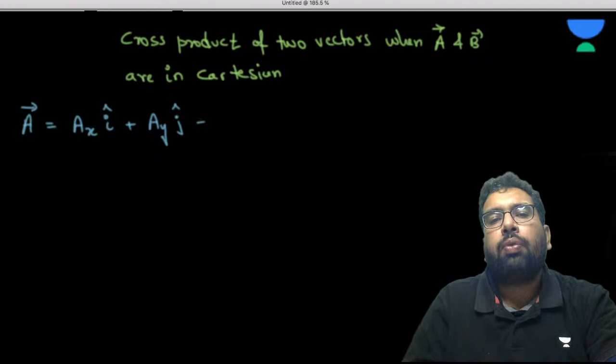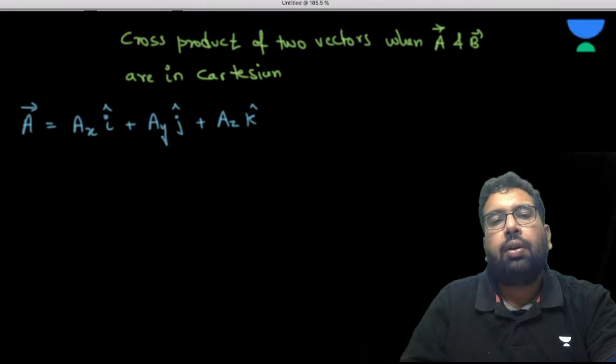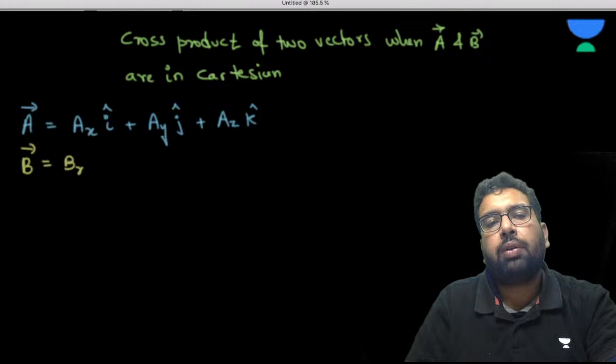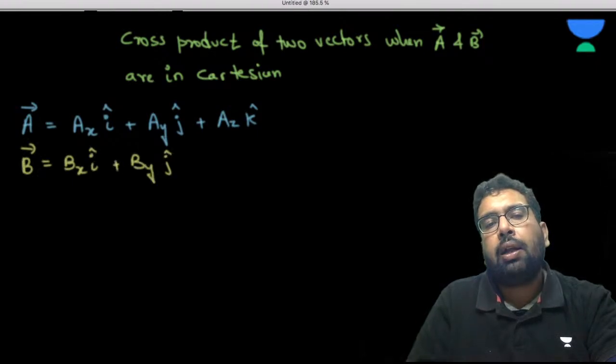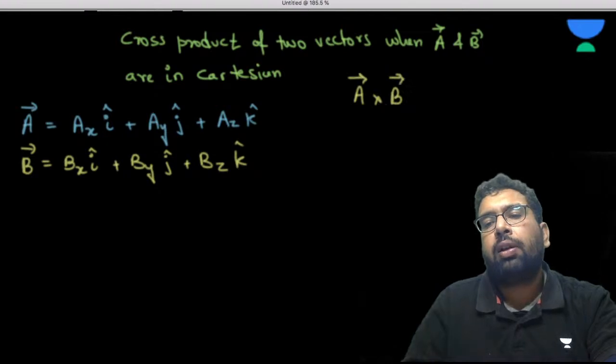So let's suppose we have two vectors: A vector is ax i cap plus ay j cap plus az k cap, and we have another vector, B vector, which is bx i cap plus by j cap plus bz k cap. Now you want to find what A vector cross B vector is going to be.